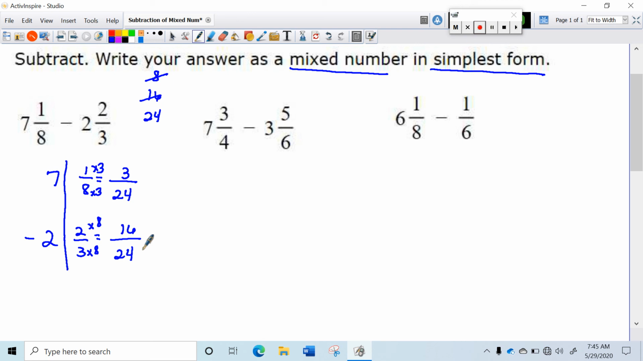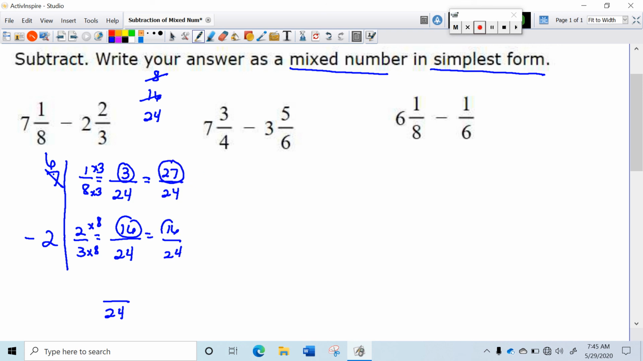Now, we're subtracting here. You keep your denominator. You can't do 3 take away 16, because you got to do it in the order that the problem's written, and you can't do that. So we actually had to borrow one from the 7 over here. We're going to take one away. But when you take one away, what you do for your new numerator, you add these together. So 3 plus 24 is 27. You keep the denominator like it is. The other fraction stays like it is.